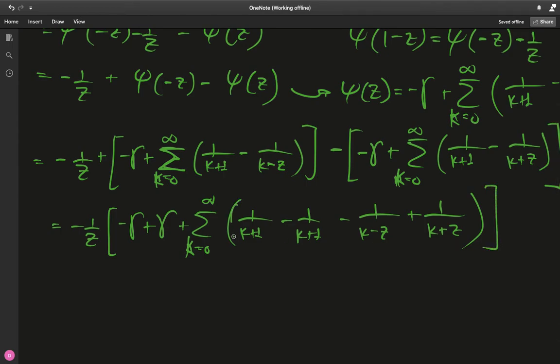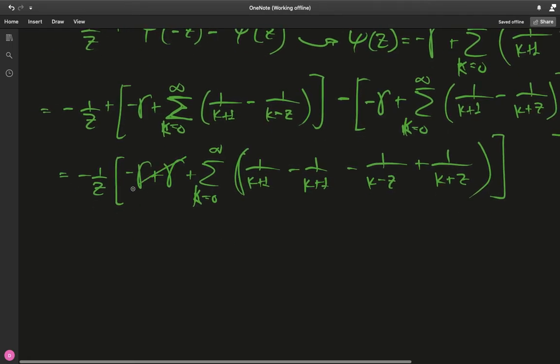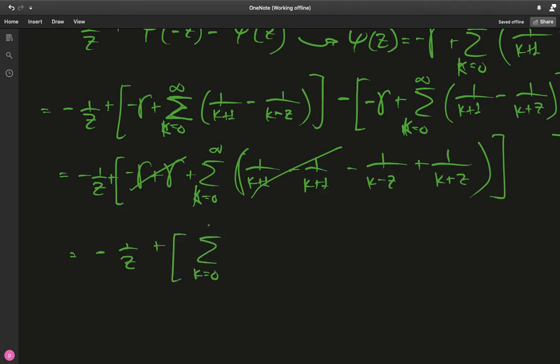So now many simplifications can be done. This goes away, this goes away. So we have minus 1 over z plus sum from k equals 0 to infinity of 1 over k plus z minus 1 over k minus z.